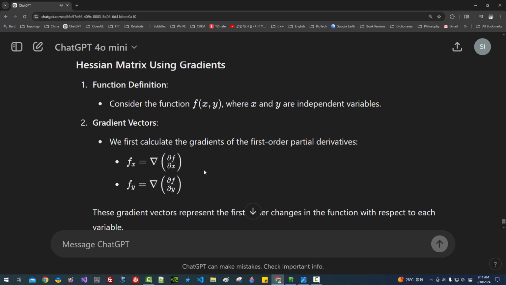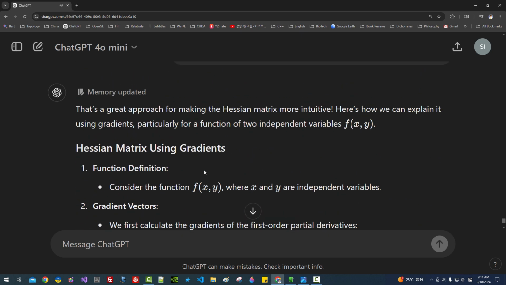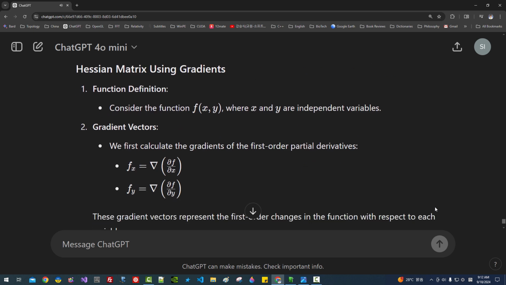That's a great approach for making the Hessian matrix more intuitive. Here's how we can explain it using gradients, particularly for a function of two independent variables, f(x, y). Hessian matrix using gradients. 1. Function definition. Consider the function f(x, y), where x and y are independent variables.